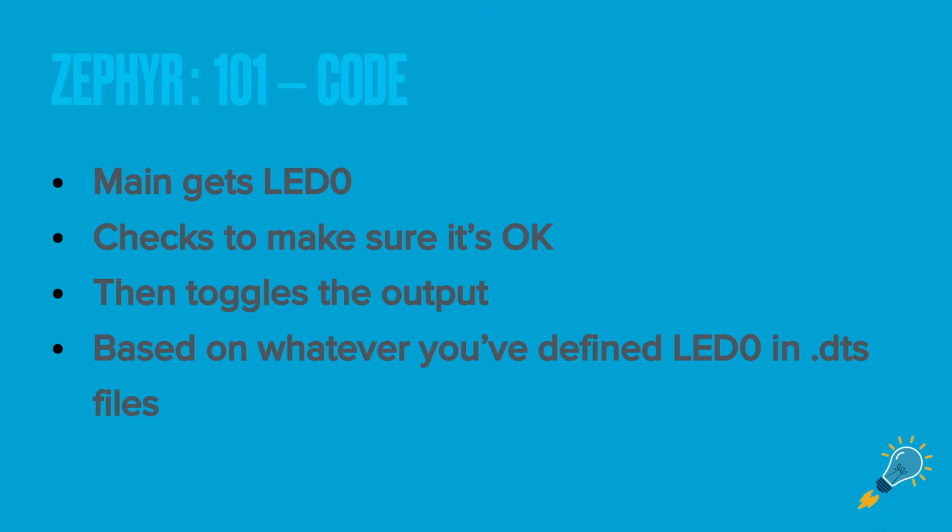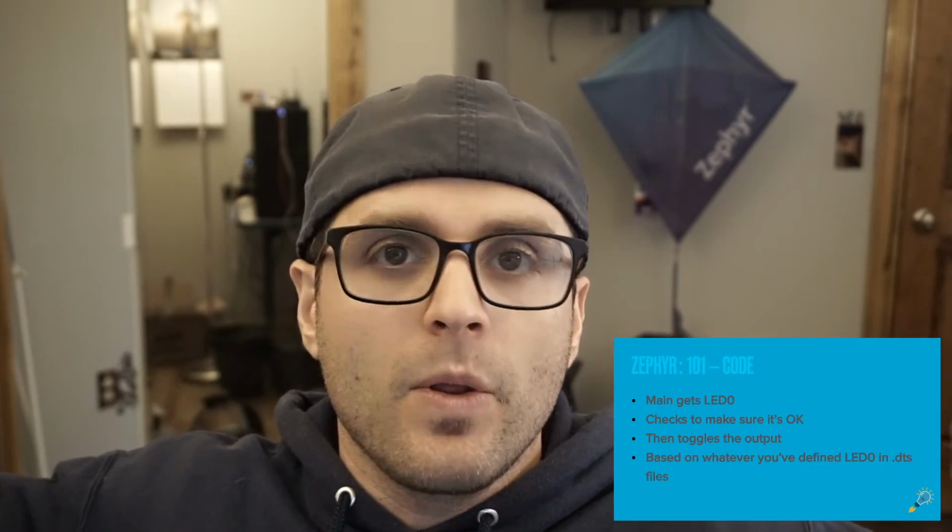We're making sure it's okay. We're toggling the output, based on whatever you've defined as LED 0 in the DTS file, and this might be something that you've not defined yourself. When you're first getting going and setting up a new project, you think, okay, I want to use this board and I want to use the LED, and it so happens that the LED 0 alias is set correctly, so you can just use it out of the box.